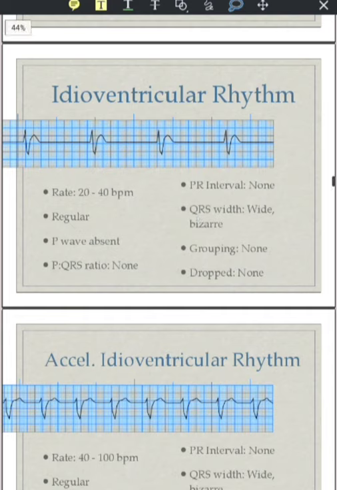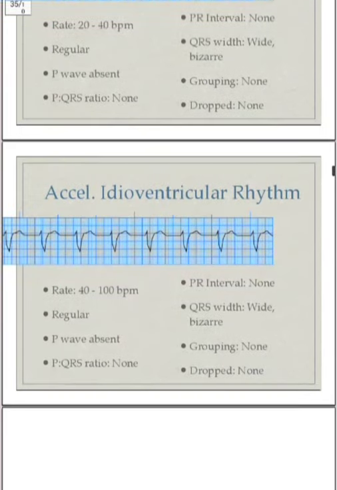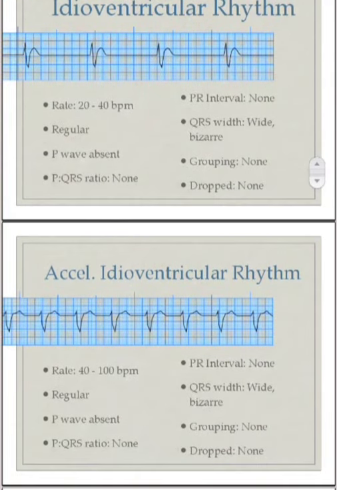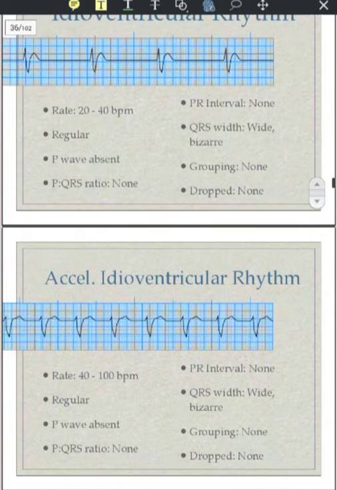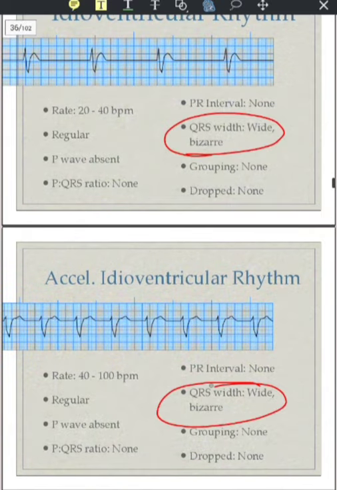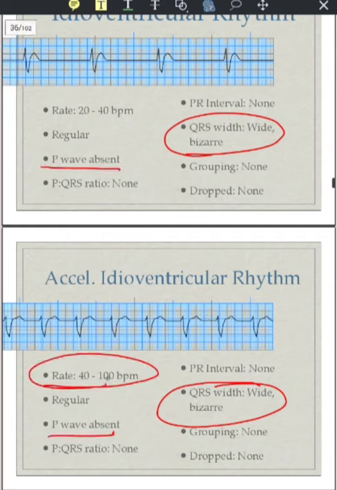Now, if it is an accelerated rhythm, it was 20 to 40, it is going to be 40 to 100. But similarly, you can see the QRS complex width is wide and bizarre, right? Let me highlight this for you. Same, there is no P wave present, right? Rhythm is regular and it is 40 to 100. So it is an accelerated idioventricular rhythm.